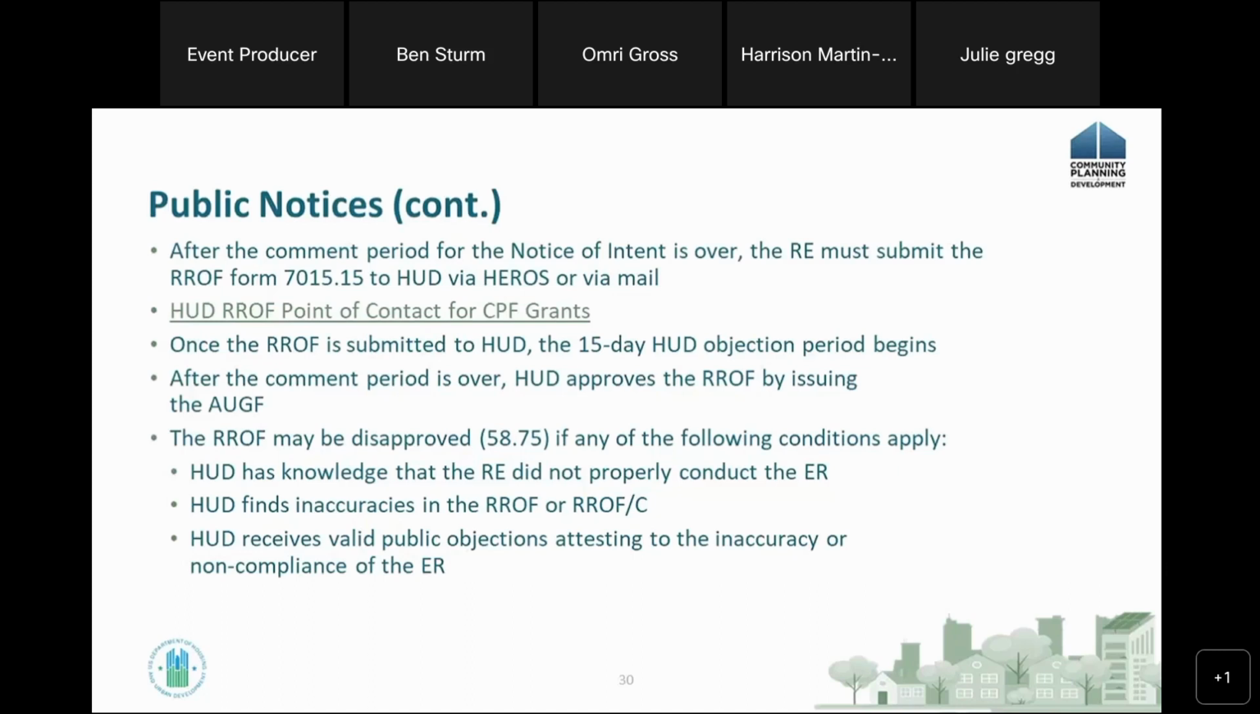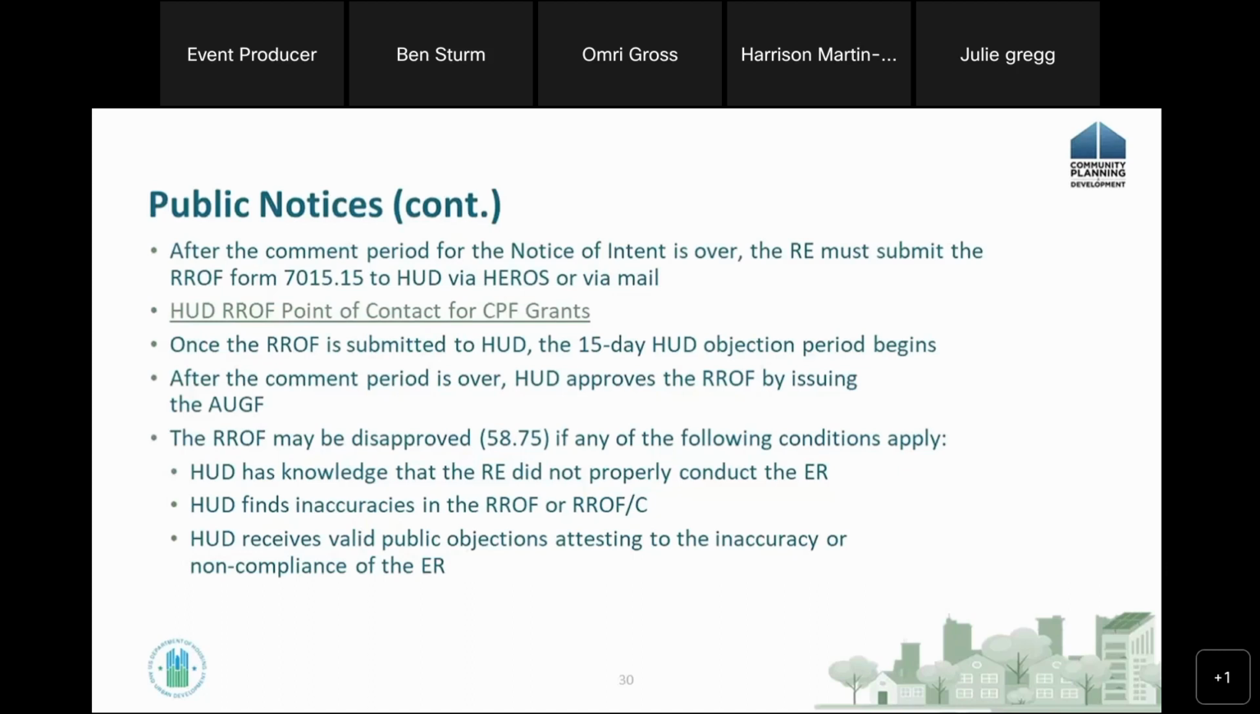This provides HUD with time to review the submission and for the public to provide any additional objections or comments. After the comment period is over, HUD will approve the request for release of funds by issuing the authority to use grant funds, AUGF. Once this is received, work on the project can begin.